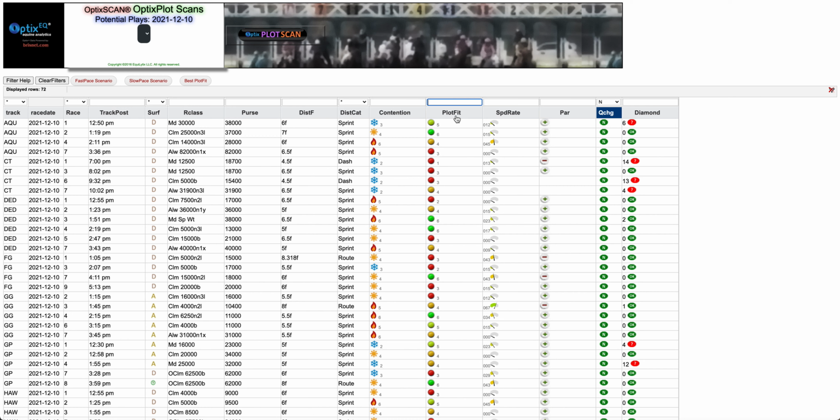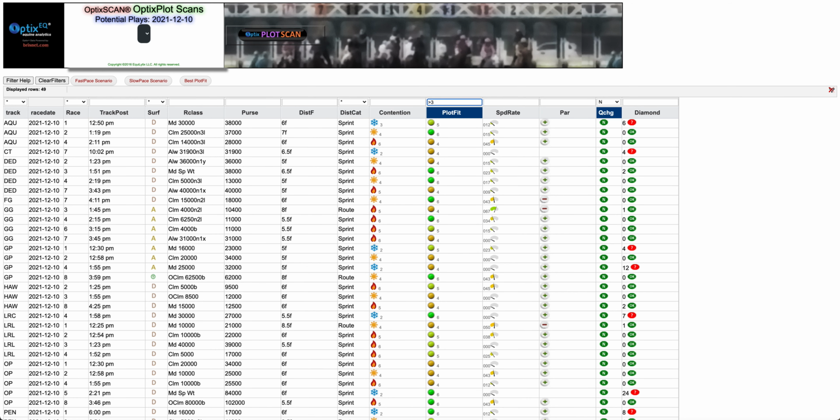So the first thing I look at is the plot fit. And I don't want a red plot, so you'll see numbers alongside the red. They're usually 1, 2, or 3. So anything above 3 or greater than 3 is not red. So that's the first thing I like to do. Second thing I like to do is where you see this Q change, I like it to be no.